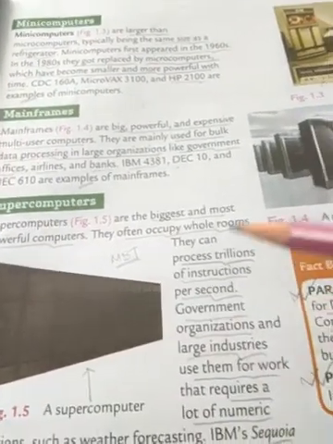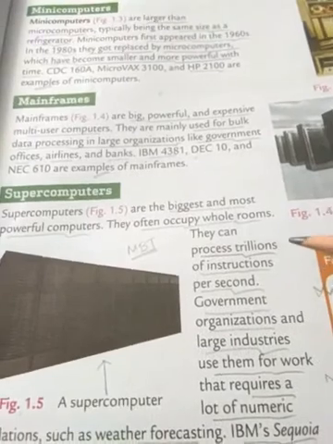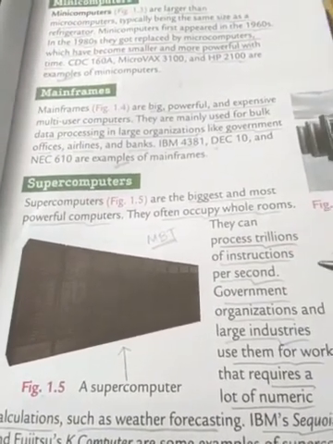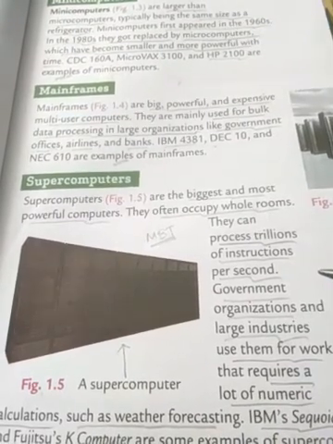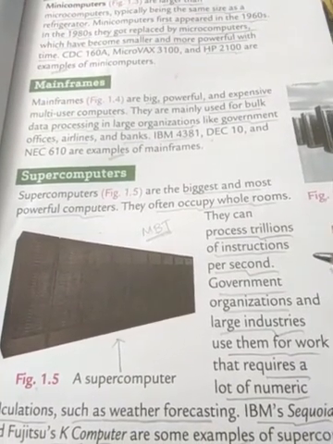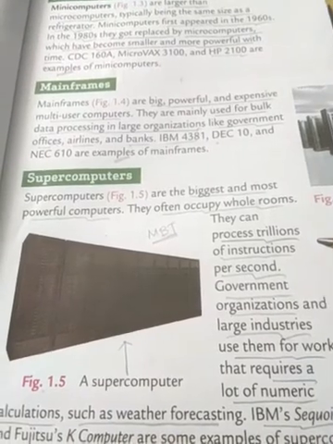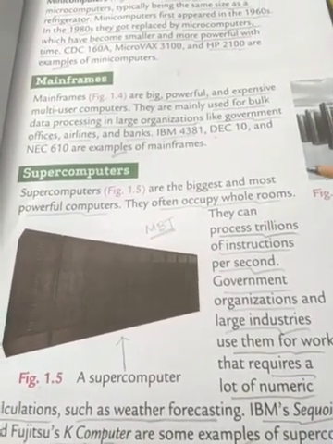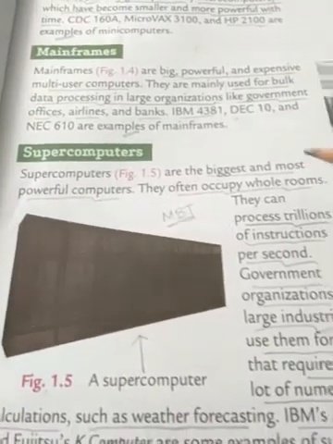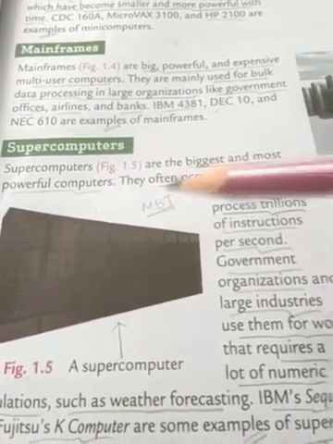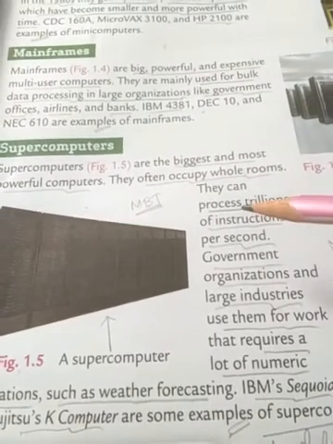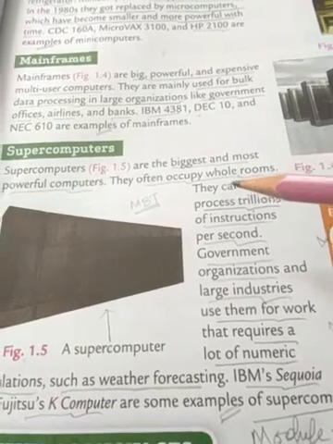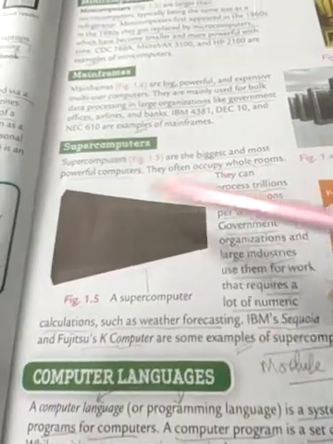Mainframes computer. These are very big, powerful, and expensive, and they are meant for multi-user computers. Mainly used for bulk data processing or collection, and used in large organizations. What are the examples? Like government offices, airlines, banks. And the examples of the mainframes are IBM 4381. This is very important.